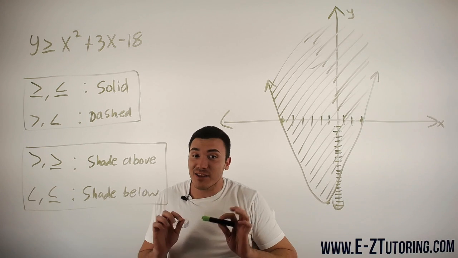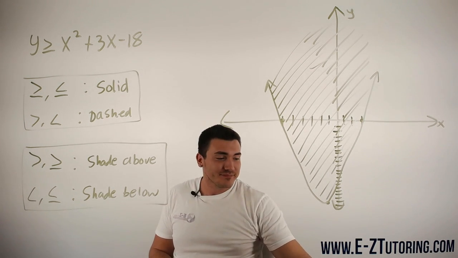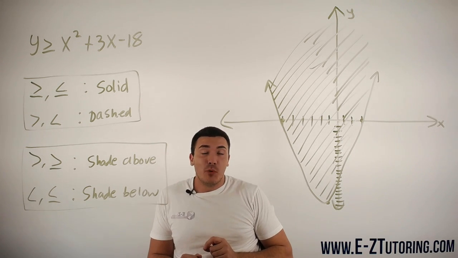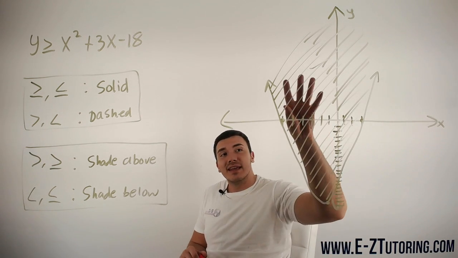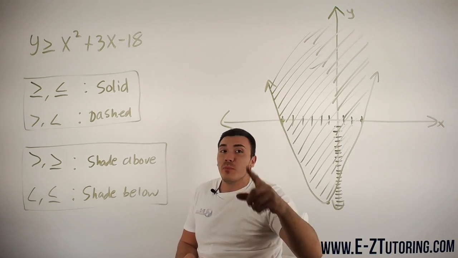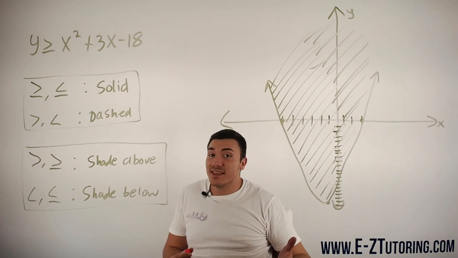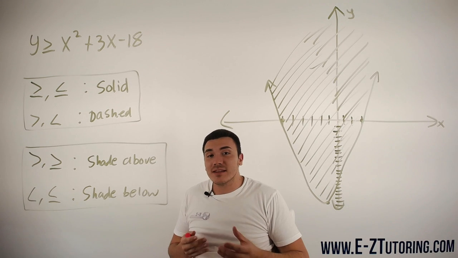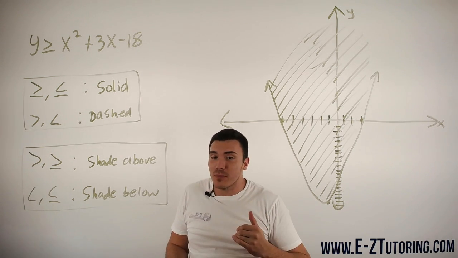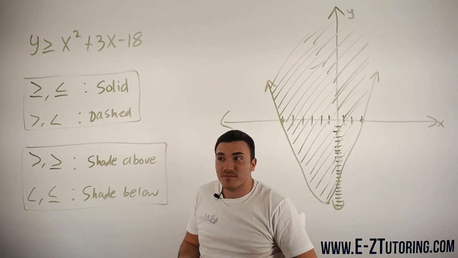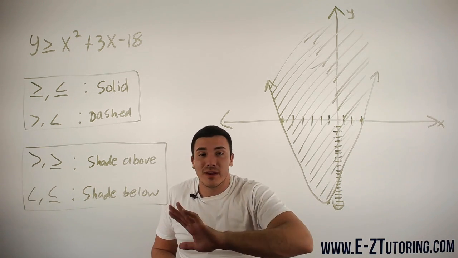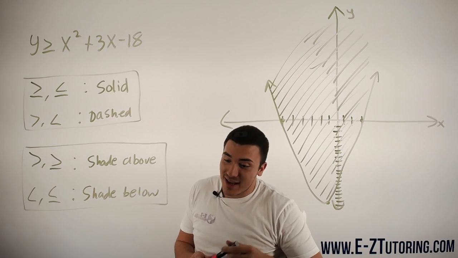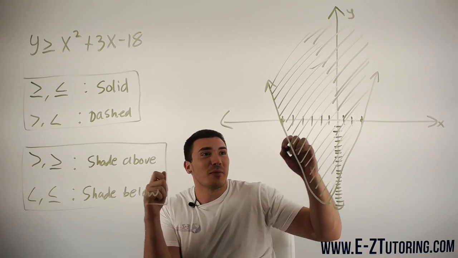Now, there is actually one more method to do this. What you can do is you can actually choose a point, one point inside the parabola and one point outside the parabola, and see which one satisfies your inequality. And that is another way that you can tell where you need to shade, whether above or below, just in case you don't like this rule. Now, if you like this rule, then you can exit out of the video now. If you don't like this rule or are just curious, then listen to what I'm about to say.